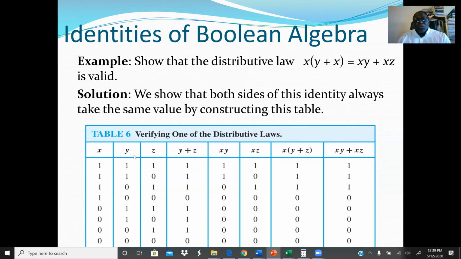So there's an example given here. They say we should show that the distributive law, X parenthesis Y plus Z, close the parenthesis, is the same as XY plus XZ. Yes, it's the same, because this will be distributive. X times Y plus X times Z.